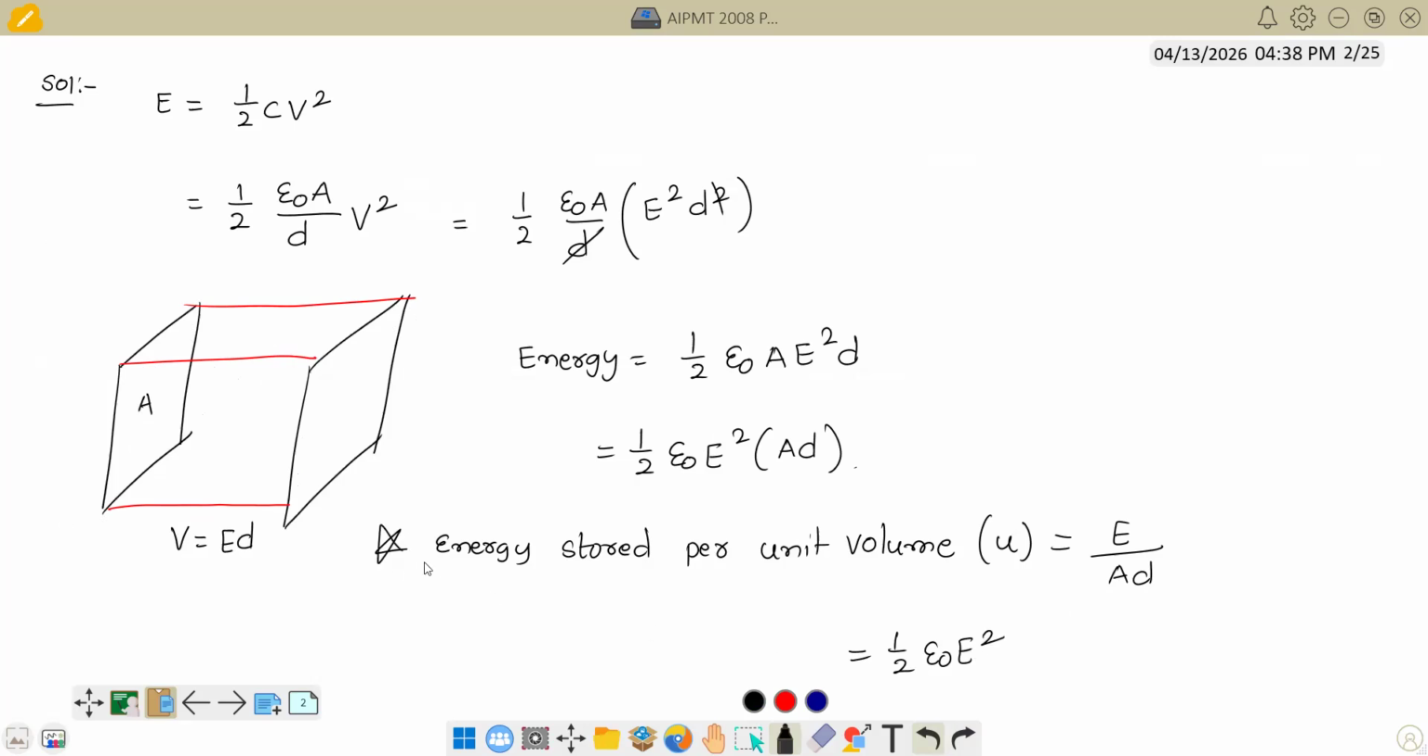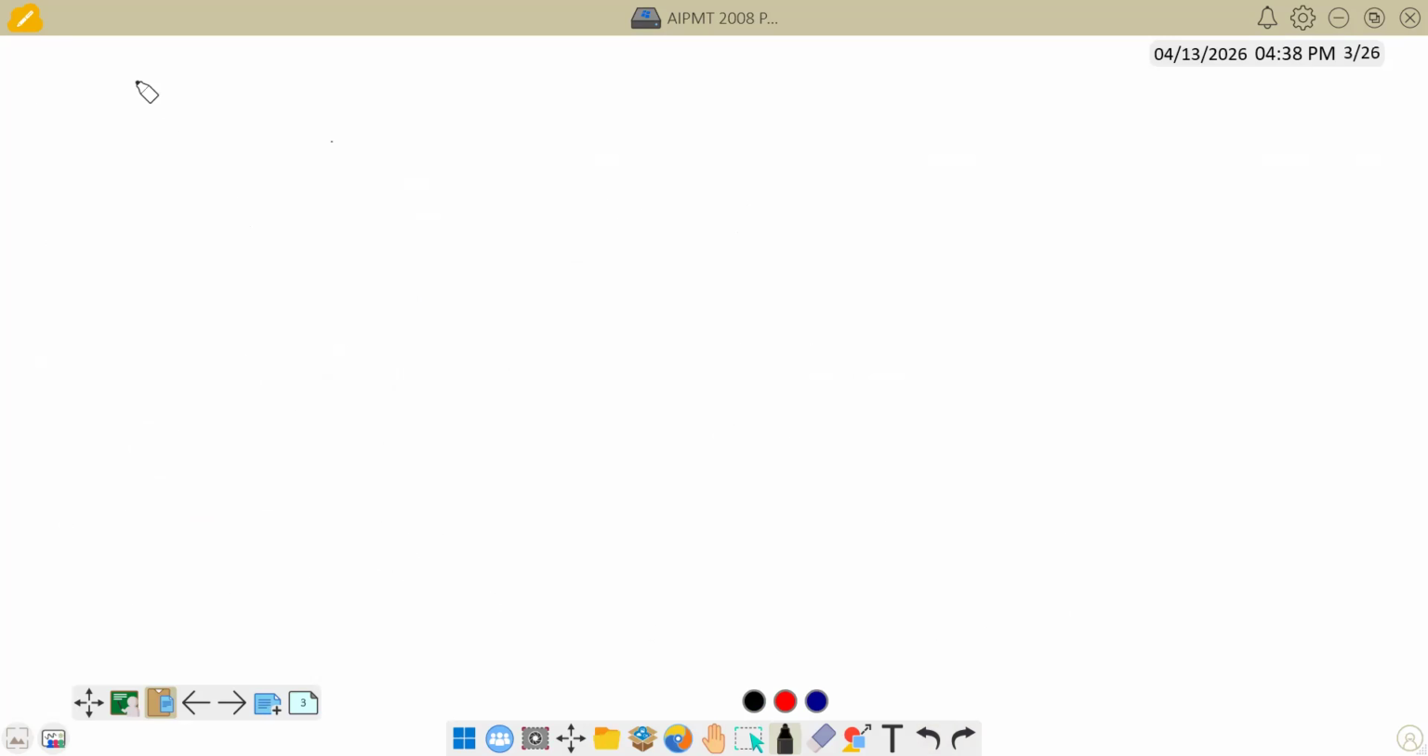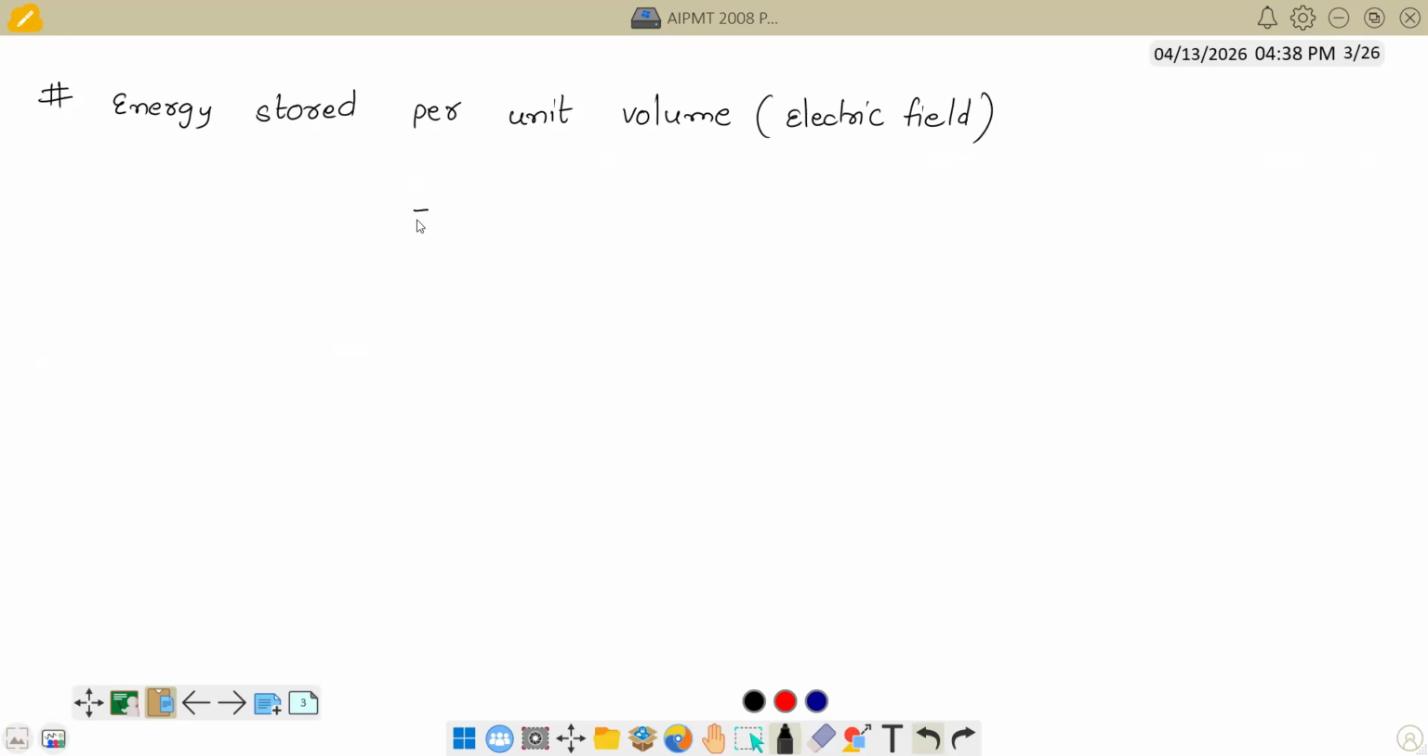This is a very important value. In our syllabus, if you take any topic, the energy stored per unit volume, I mean electric energy, wherever electric field is involved, most of the time the electric field in such questions would be uniform. It would be half epsilon naught E square if it is vacuum, or else it is half epsilon E square.